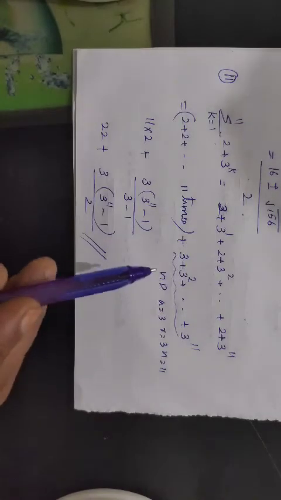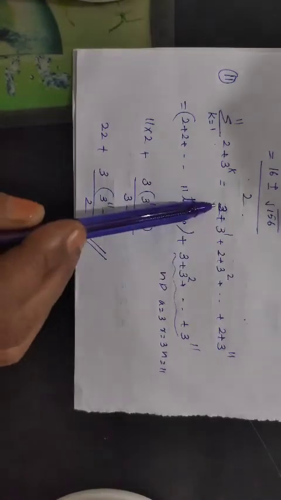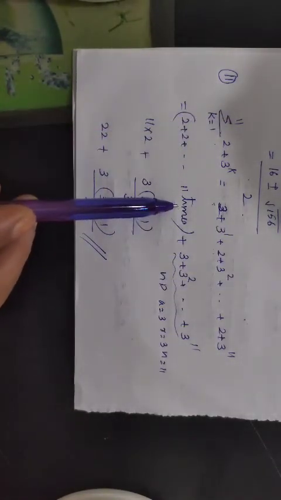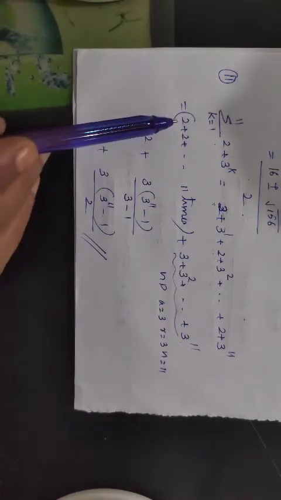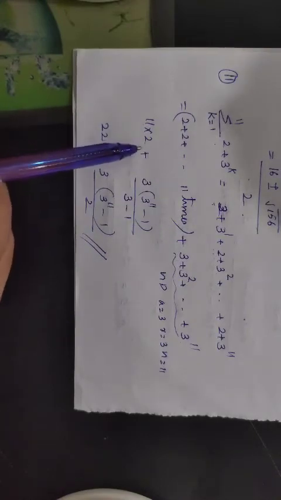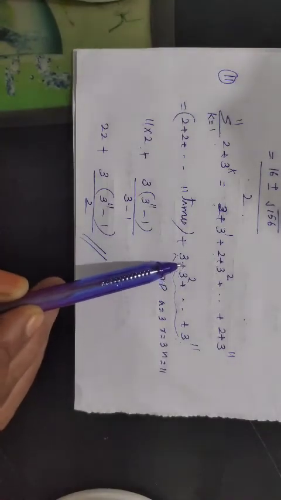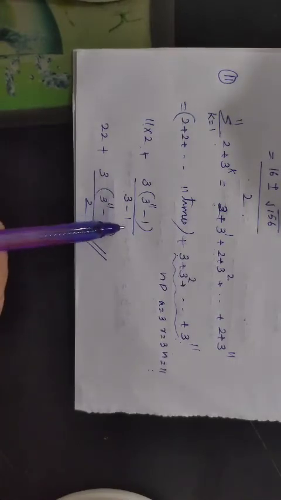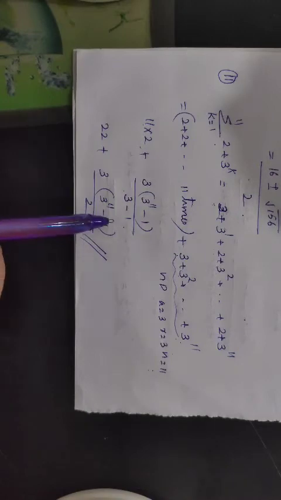Okay, then we have to find the sum by rearranging the terms. First, we can arrange the first term. 2, 2, 2. How many times? 11 times. 2 plus 2 plus 2 up to 11 times. And the second term 3, 3 square up to 3 raised to 11. Okay, we can add 2, 2, 2 11 times, that is 11 into 2. And see, the second sequence is the GP, you know. First term 3, common ratio 3, number of terms 11. What is the formula? A into r raised to n minus 1 by r minus 1. A is 3, r is 3, n is 11. Then we will get the answer. Okay, and this is a special sequence. We have to rearrange the terms for finding the sum.